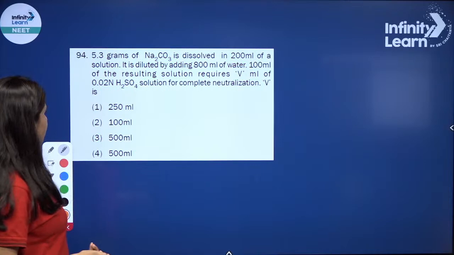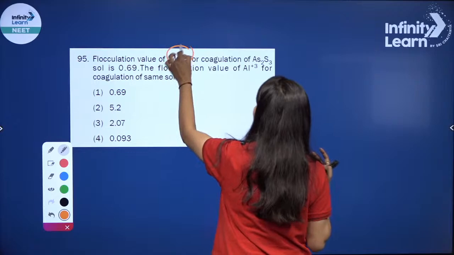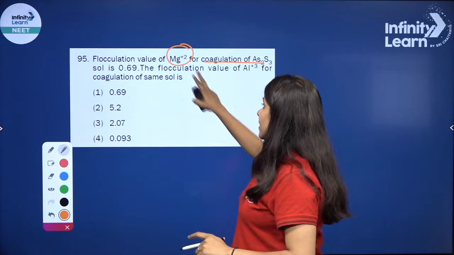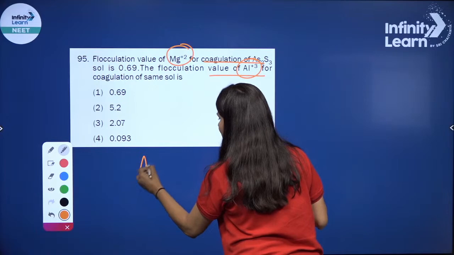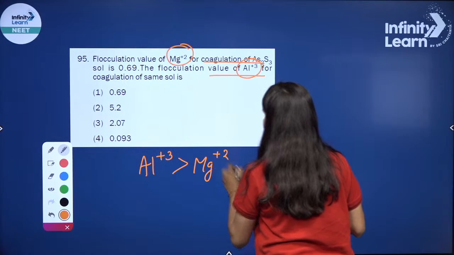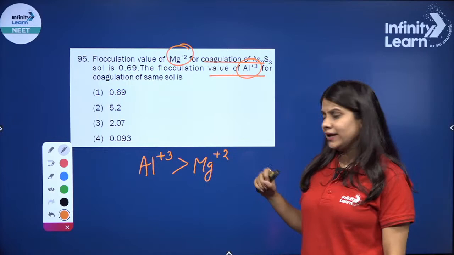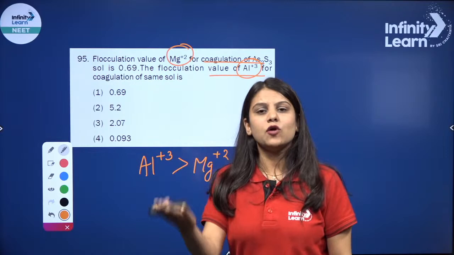Some of you have given the correct answers. Next, flocculation value of magnesium 2 plus for coagulation of this compound is given. Now, for a particular compound, you are given the flocculation value. You need to find the flocculation value of Al3+. Now we know that for Al3+, the coagulating power will be more than that of magnesium, right?